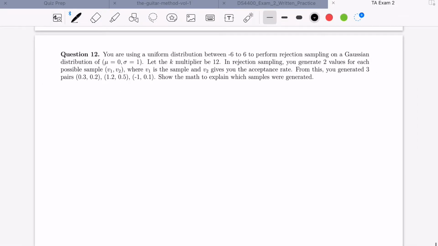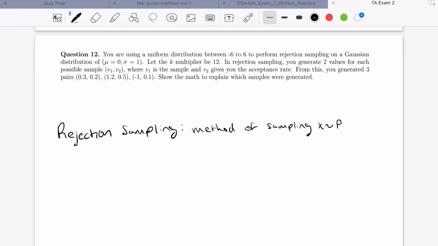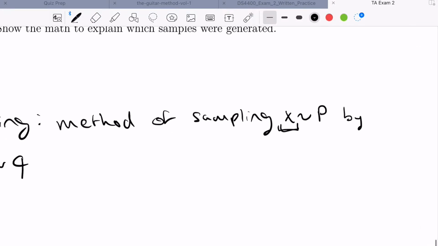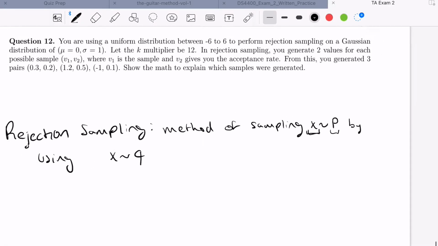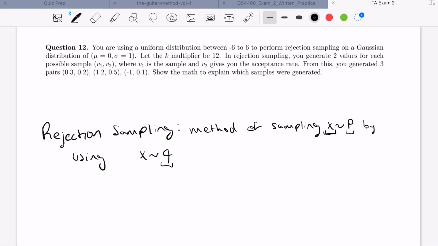So we learned in class that rejection sampling, so I'm going to write a definition here. Rejection sampling is the method of sampling from distribution P. So an observation X from P by using X's from Q. So rejection sampling is a way of sampling from one distribution P by using samples from a different distribution Q.